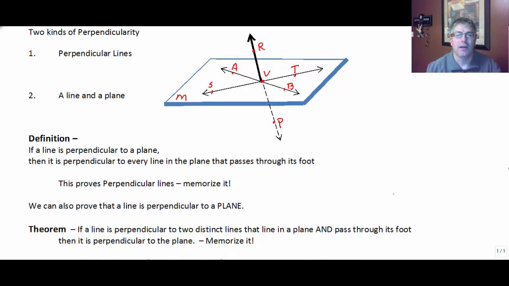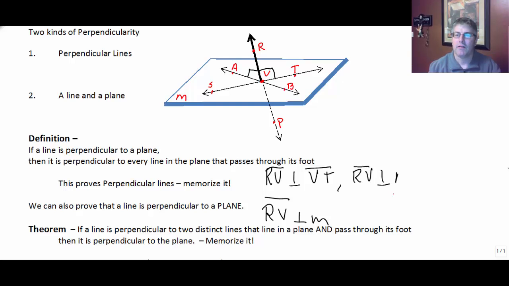Our first theorem says, if a line is perpendicular to two distinct lines that lie in a plane and pass through its foot, then it is perpendicular to the plane. So if we have line RV here, and we say line RV is perpendicular to line VT, that would be one line, and line RV is perpendicular to line AB, a second line. Line RV is perpendicular to two distinct lines that lie in plane M, which would make RV perpendicular to plane M, because RV is perpendicular to VT, and RV is perpendicular to AV.